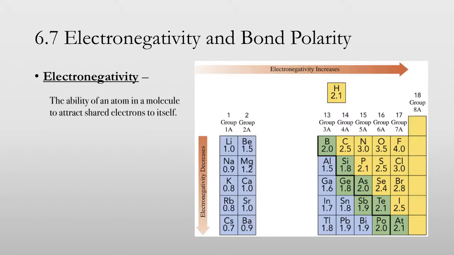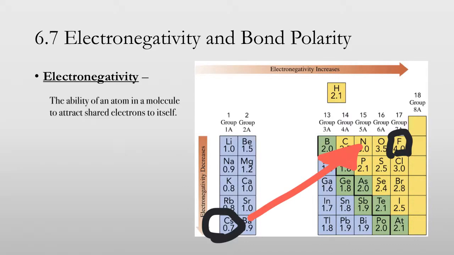What you can see from this, cesium has 0.7, fluorine has 4.0. Those are the smallest and biggest electronegativity values respectively. Fluorine has the highest, cesium or francium has the lowest. So the trend is that the value increases going up a group and going to the right.